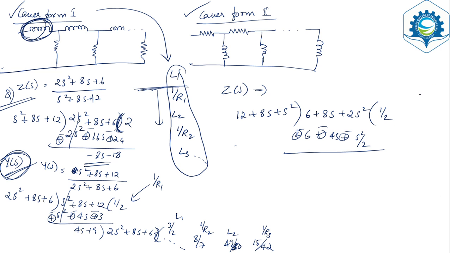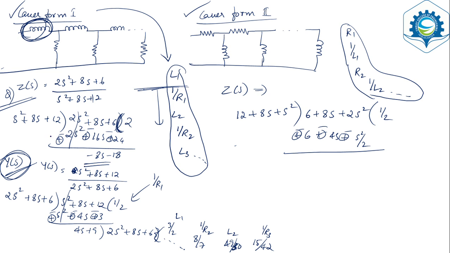But over here in the Cauer form 1, you took the order as L1, 1 by R1, L2, 1 by R2. In the Cauer form 2, the real order is you have to take the reverse order. That is R1, 1 by L1, R2, 1 by L2, and so on. I hope these are the main things that you have to know. In the Cauer form 1, the order is L1, 1 by R1, L2, 1 by R2, etc. Whereas in the Cauer form 2, the order is R1, 1 by L1, R2, 1 by L2, etc.